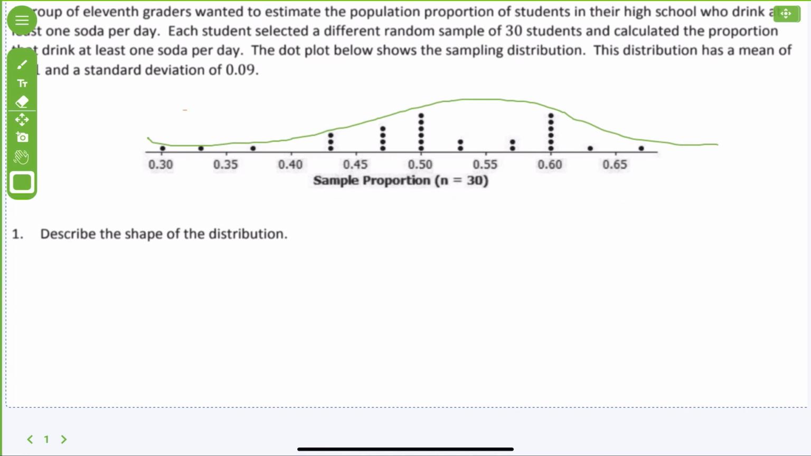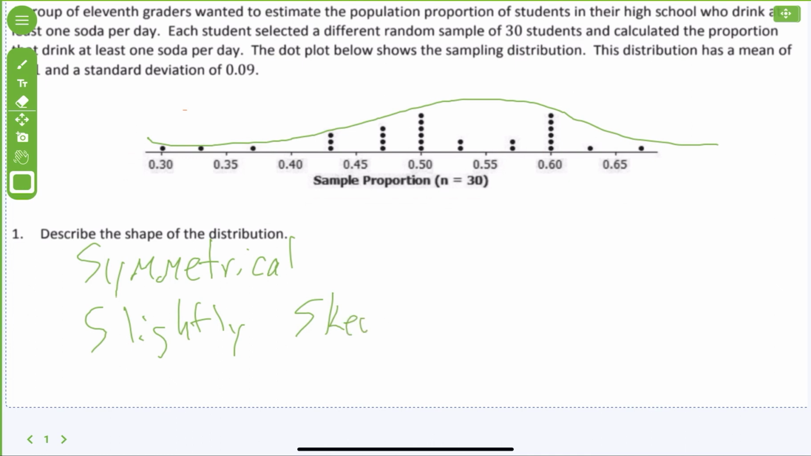Here, I would call this probably symmetrical. Maybe slightly skewed. Which way would this be slightly skewed? Left. Which way are you going to slide? You're going to climb up the hill and slide down this way. So it's skewed left. Okay?